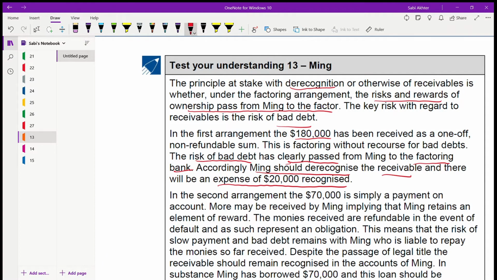Remember, an income or an expense will be recognized based on that derecognition of receivable. It's an expense.